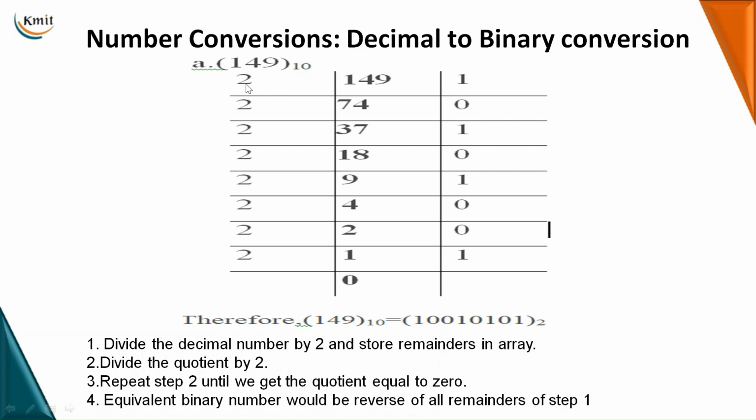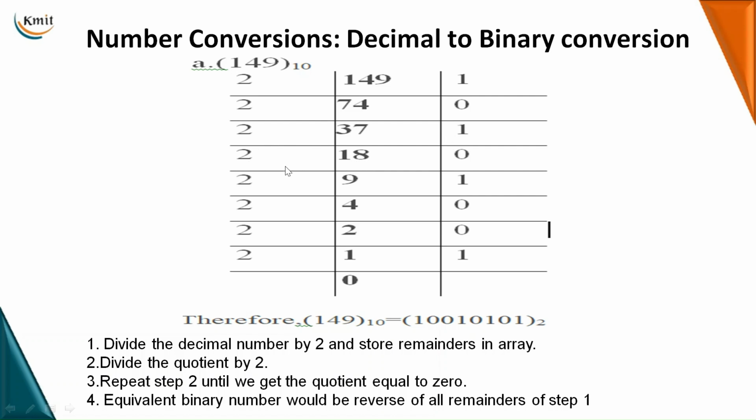So you have to divide this number by 2. So 74, remainder is 1. I am writing the remainder here. Again divide this 74 by 2. So 37, and your remainder is 0. Here I am dividing 37. So it becomes 18, and the remainder is 1.